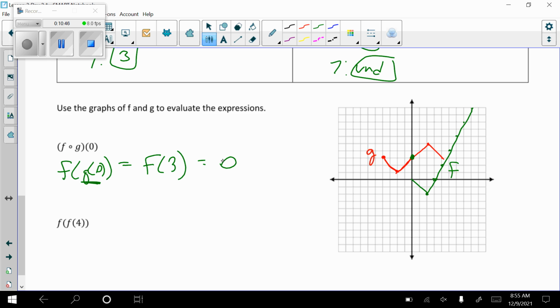Okay, let's do it again. Notice that this one is the same function. That's totally okay. So f of 4, let's see, 1, 2, 3, 4 is 2. And now I'm going to plug it in again when x is 2 for my x function. So 1, 2, and my answer is -2. And that's it.